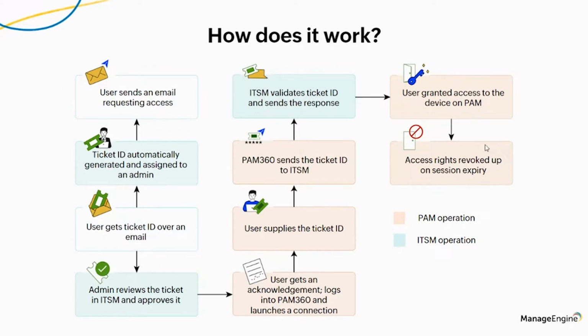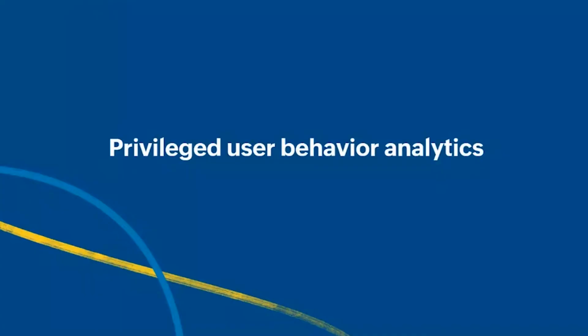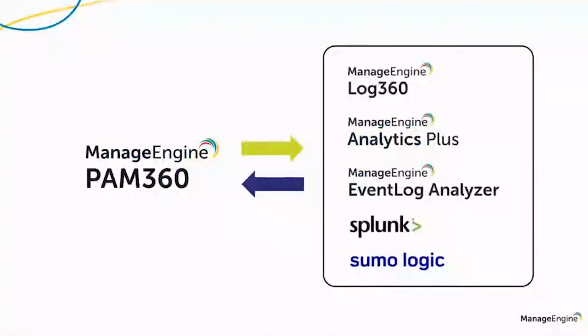So in this workflow, you can see that the tasks done by both applications are marked with different colors. At the same time, the user's task has been reduced. The users don't have to log into multiple applications to perform a simple task of getting an access request. So that being said, we'll jump to the next scenario, which is about user behavior analytics.